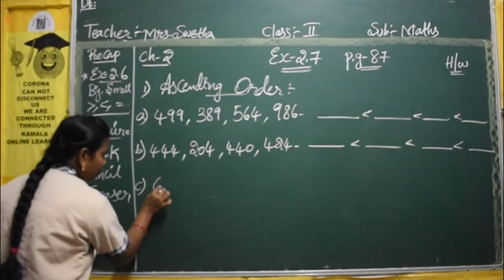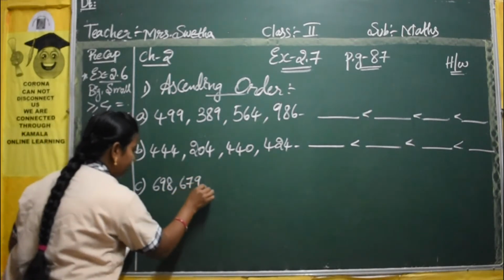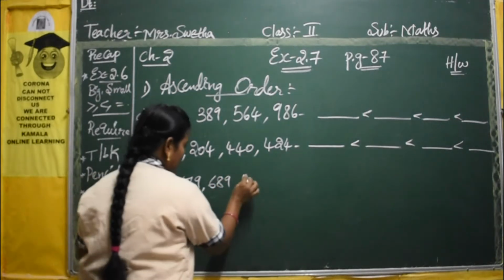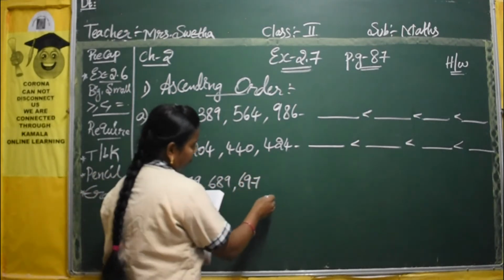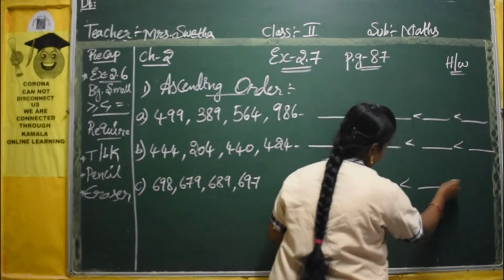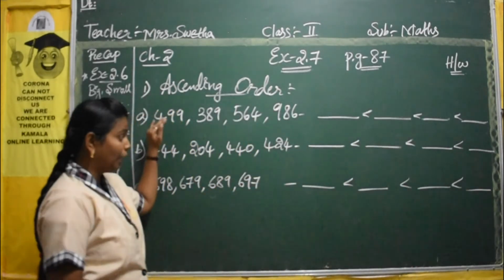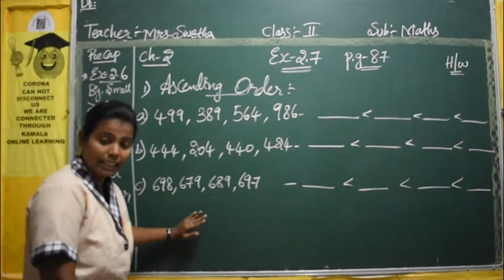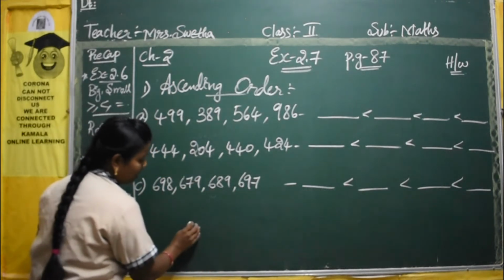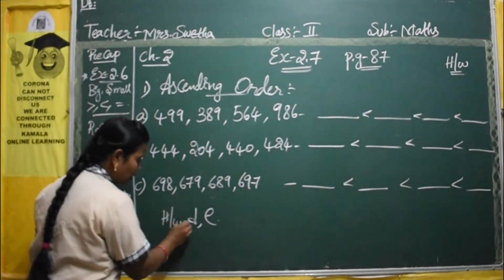So what is the third one? 698, 679, 689, 697. So these three problems you are going to do in this class now. After this you have only two more questions, very easy questions, the D and E you have now. Those two you have to do as homework.